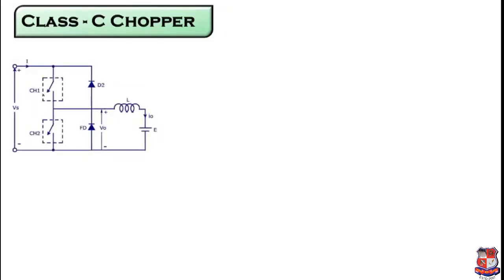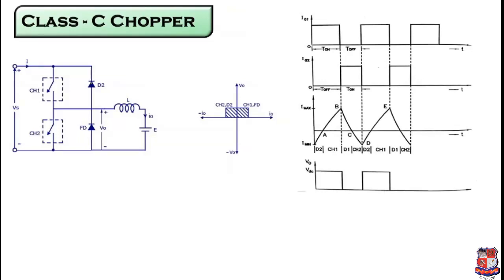Let us study the next chopper, that is class C chopper. So in class C chopper, now what is done is that there will be two choppers on one leg and two diodes, out of which one is a freewheeling diode and the second is a normal diode. Okay, so now this type of chopper operates in two quadrants, that is quadrant 1 and quadrant 2. Okay, so let us understand this using waveforms.